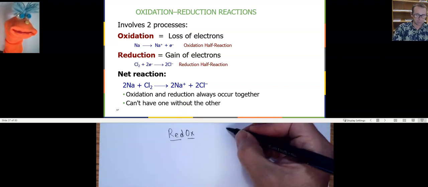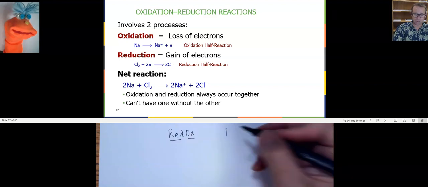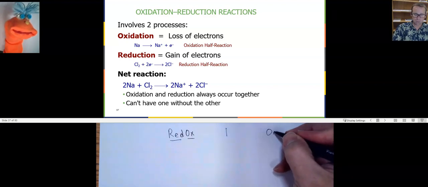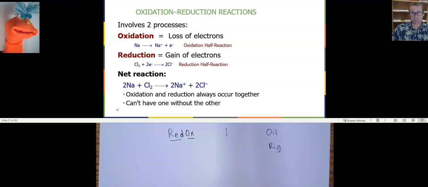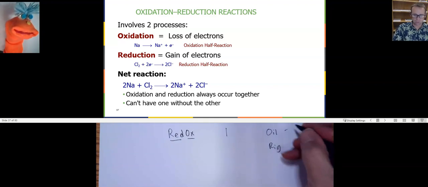We have to become proficient at being able to recognize whether a reaction is an oxidation, redox reaction or not. And there are some mnemonic devices that help us recognize whether a species is oxidized or whether a species is reduced. And this is called OIL RIG.